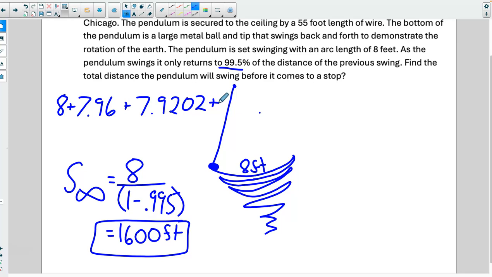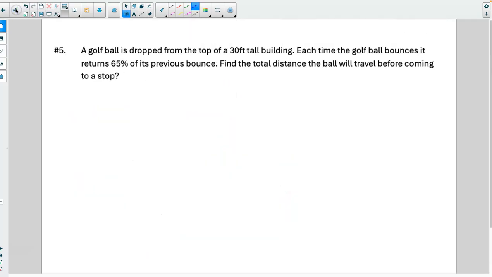Last problem. You've done this one before, so I'll give you about 5 minutes to try it. And I want you to work with people next to you. It is the golf ball. I will tell you right now, R is going to be 0.65. Try to draw a picture, see what you get.